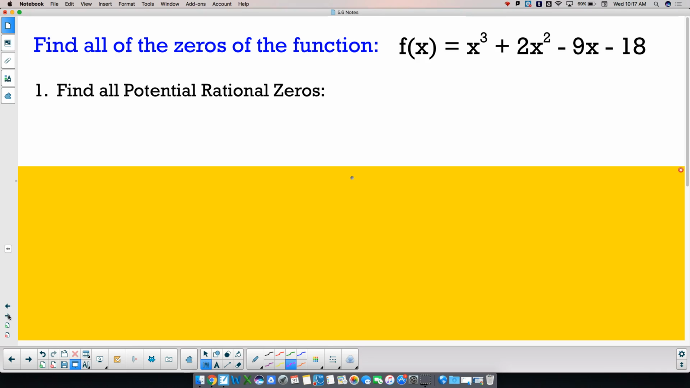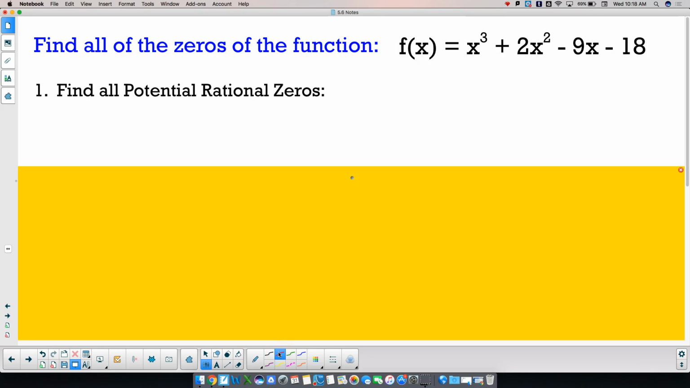If it says list all the possible zeros, you stop at step 1. If it says factor the polynomial, you stop at step 3. If it says find all the zeros, you ride the bus all the way through at step 4. So reading the directions, again, is very important.